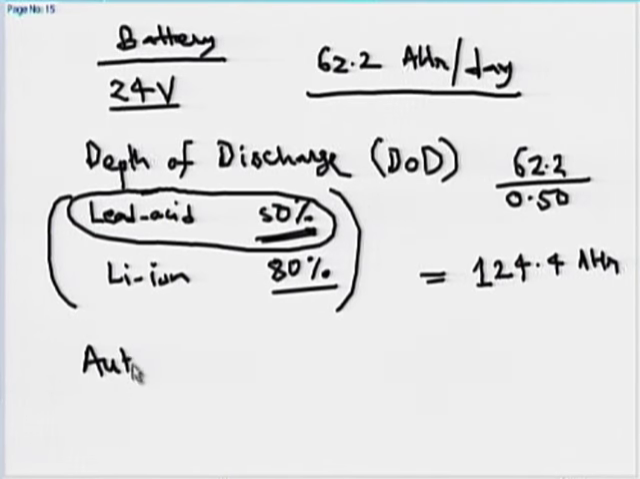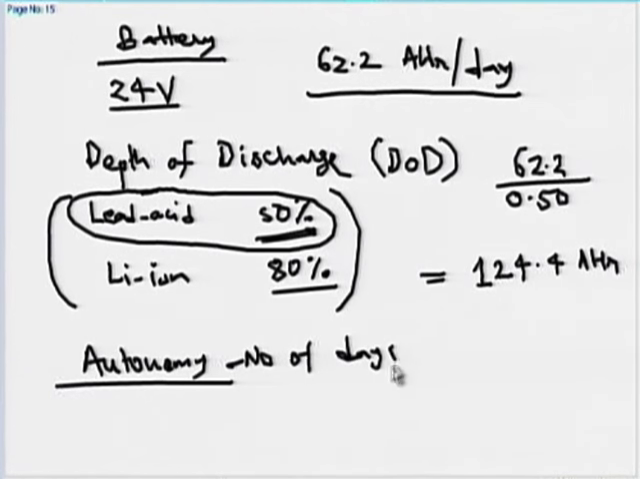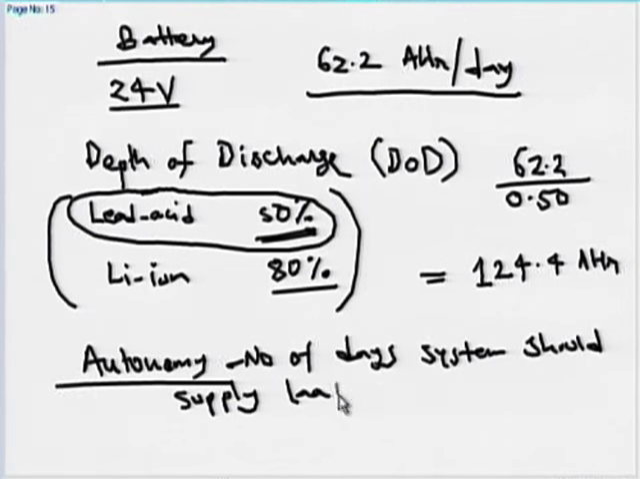Is this going to be sufficient? Answer is yes, but if you want to have certain autonomy, autonomy is the number of days in which, if there is no sunlight, you want your system to still operate, right? If you don't worry about that, this is enough. But if you say no, okay, for 2 days in the rainy season, even if there is no sunlight, I should get the home appliances running. So there is what is called autonomy. Autonomy is the number of days the system should work, should supply load, without sunlight.